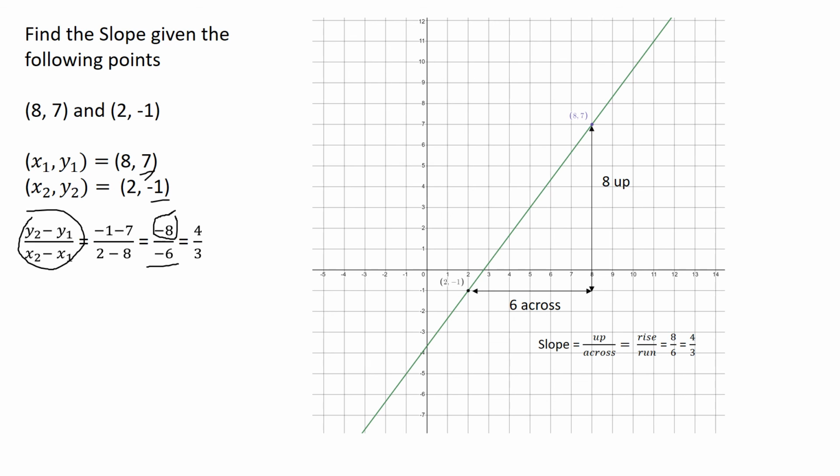Negative 8 over negative 6 can be simplified to positive 4 over 3, because negative over negative. So my slope is 4 over 3. And if I look at any 2 points, let's do the 8, 7 and 2, negative 1. If I go up, 1, 2, 3, 4, 5, 6, 7, 8. And then when the line meets again, go across 2, 3, 4, 5, 6. It's 8 over 6, which is 4 over 3. And that is how we find the slope and how to interpret the slope.